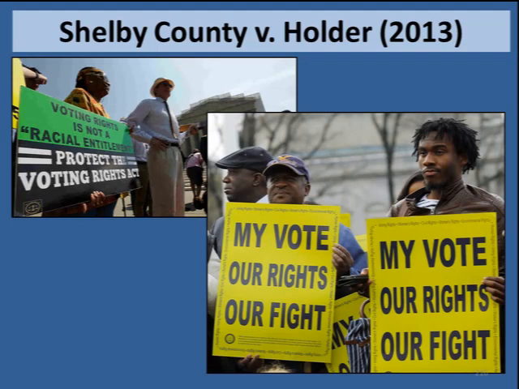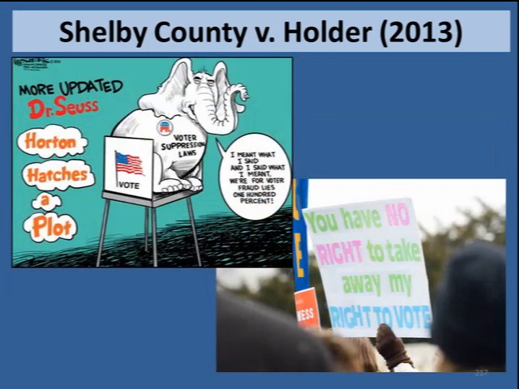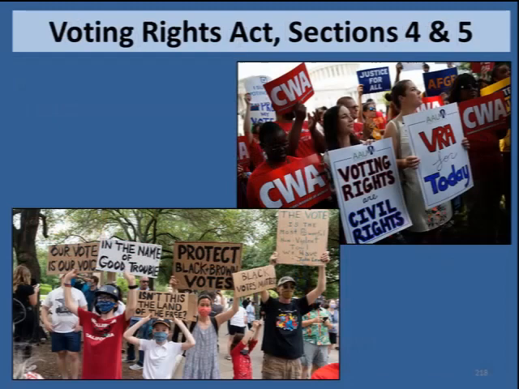The 5-4 decision argues that the section, last updated in 1982, did not properly reflect the current conditions in the country and would need to be updated by Congress for Sections 4 and 5 to be put into effect again. As of 2021, Congress has not updated the Section 4 formula.